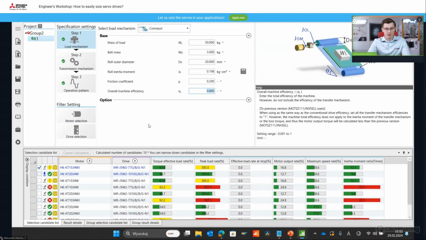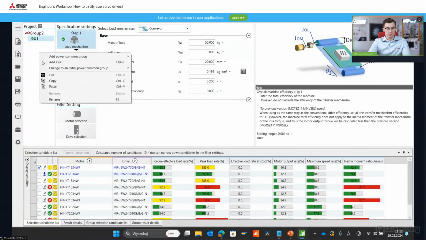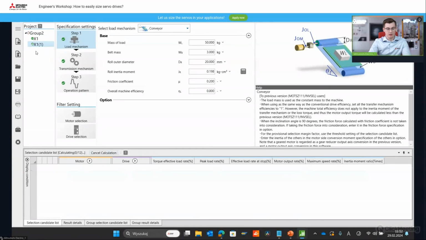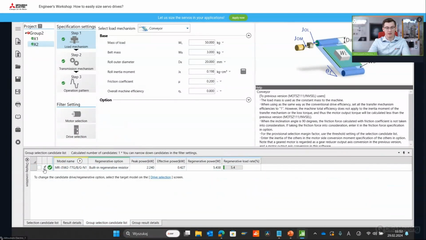So this motor, and this is with a two-axis amplifier. And now I have to select the same motor, but I will just copy and paste it and change the name, yes, for X2. The same motor, and we have selected our horizontal axis. And from the group selection candidate, we will select, let's say, our amplifier.